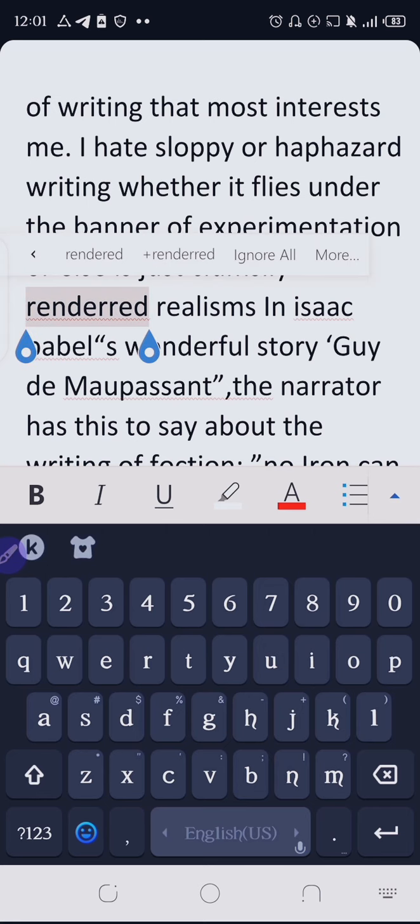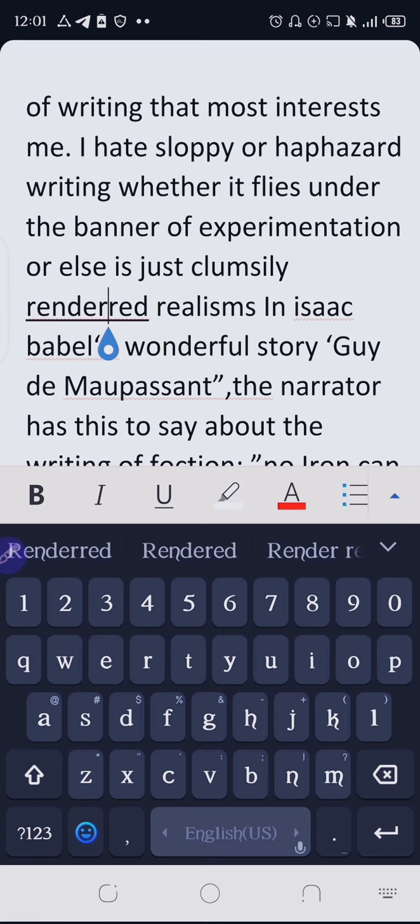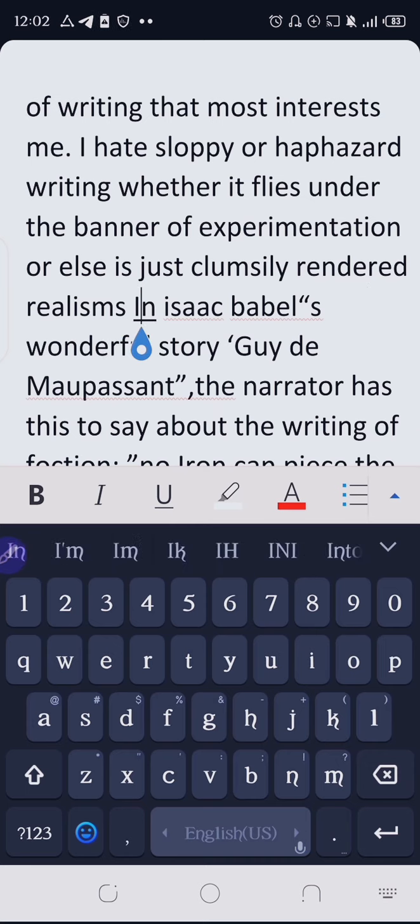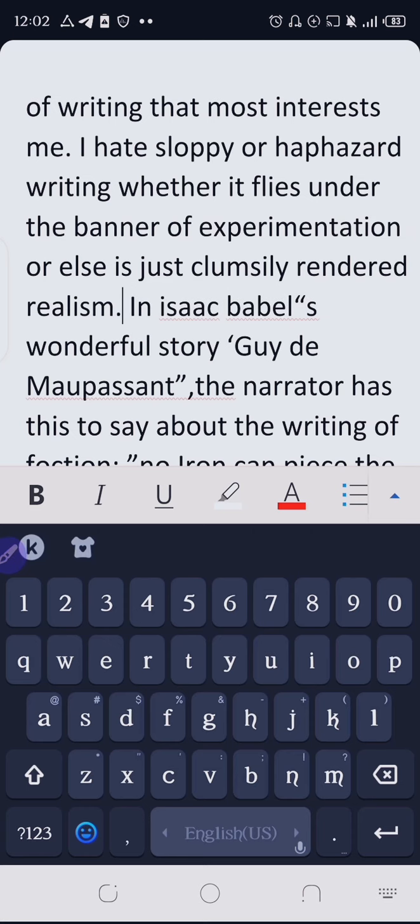Rendered here is wrongly spelled. I wanted to train your eye, so I fixed in an extra r. So that's so subtle, right? So subtle. Clumsily rendered realism. So what you have to do here now is to take out the s, it is to be realism. Now that's so subtle. That's so subtle because in certain cases realisms can be correct.